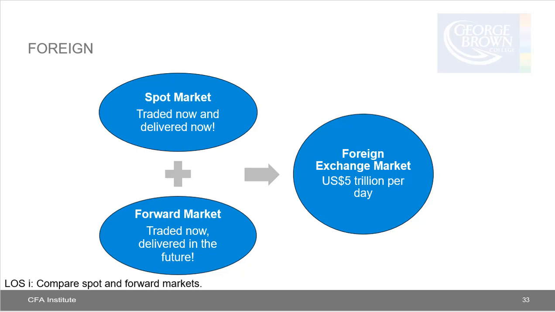Foreign exchange transactions may take place in the spot market or in the forward market. So you have to understand the difference between the two. The spot market is where currencies are traded now and delivered immediately, on the spot. The exchange rate for the transaction is called the spot exchange rate or spot rate. In contrast, the forward market is where currencies are traded now but delivered at some future date, such as 1 month or 3 months from now.